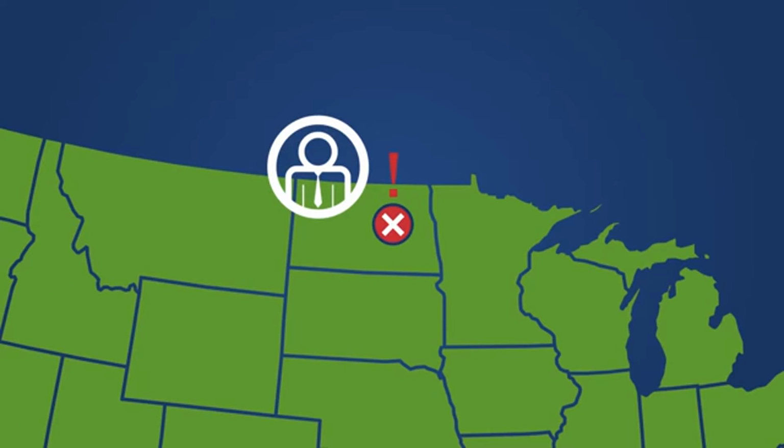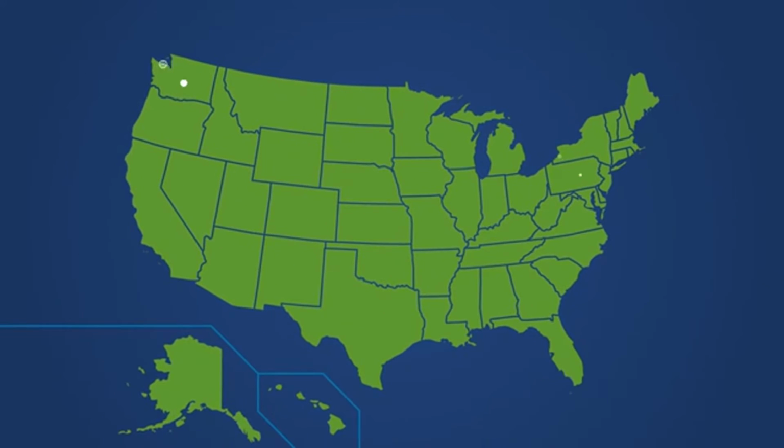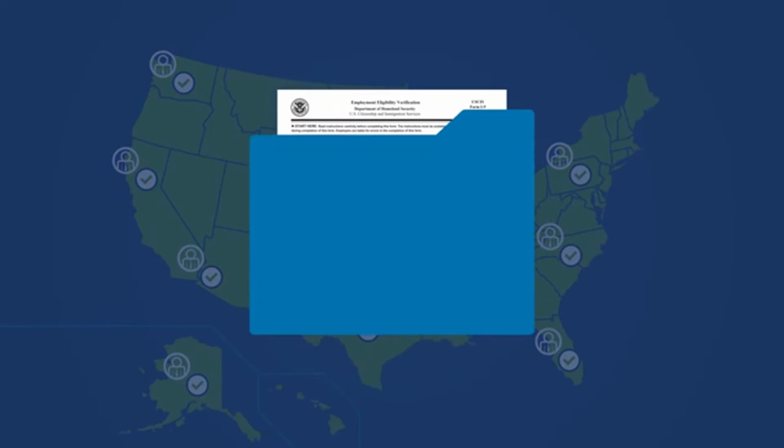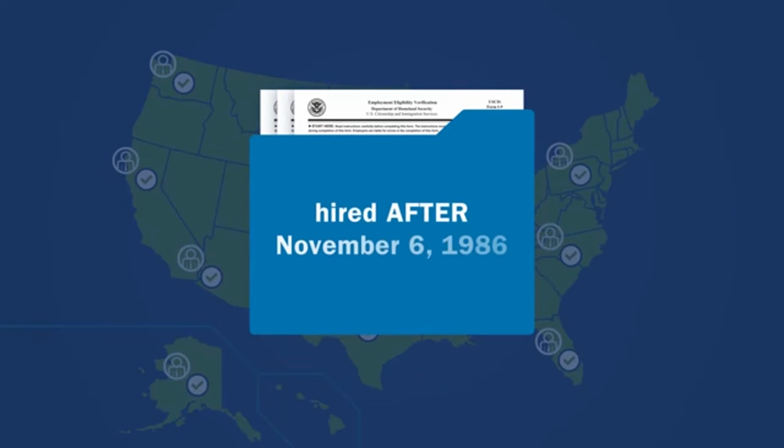Employers must not hire or employ workers who are not authorized to work in the United States. Employers must not continue to employ an individual knowing that he or she is unauthorized to work. Employers are also required to verify the identity and employment authorization of employees, including U.S. citizens, on Form I-9. All U.S. employers must have a Form I-9 on file for all current employees hired after November 6, 1986.